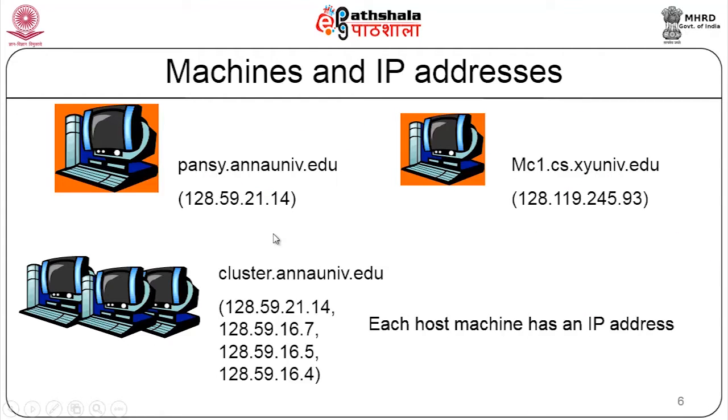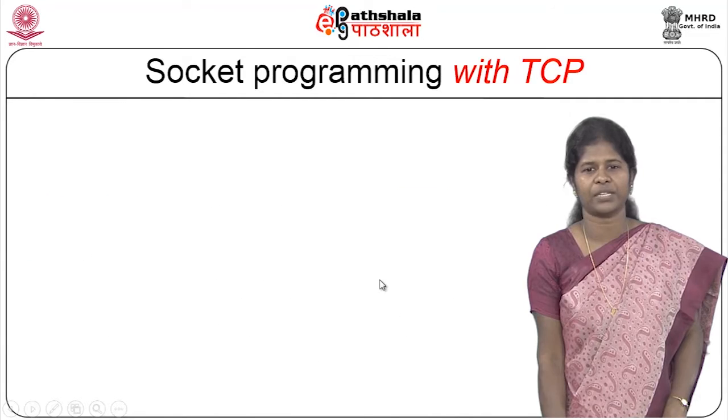So, look at this diagram. Here you see that there is a machine pansy.unif.edu and the IP address of this machine is 128.59.21.14, and there is another machine which lies in some other place, and the name of the machine is mc1.cs.xyunif.edu, and it has a corresponding IP address 128.119.245.93. And very similarly there is another cluster of machines which again has a number of machines which have their own IP addresses. So, here we see that each machine has a corresponding IP address. So, each machine is understood or recognized worldwide using this IP address.